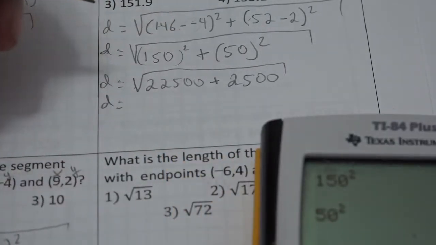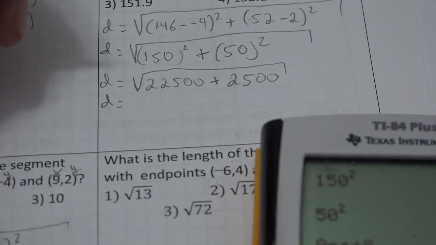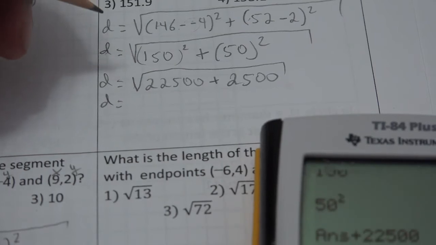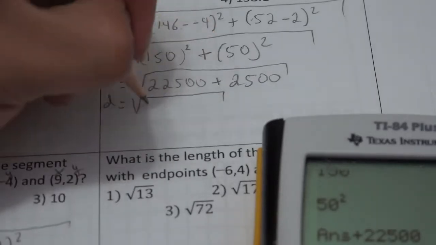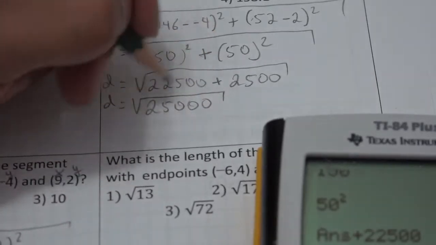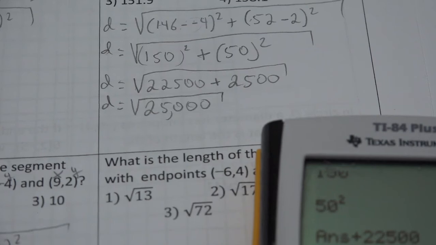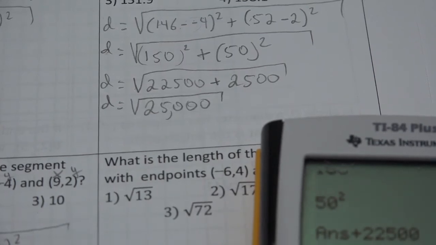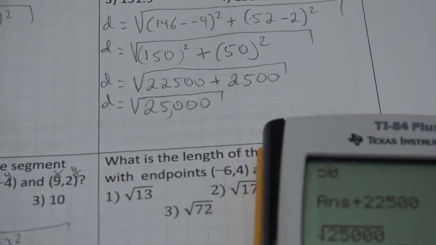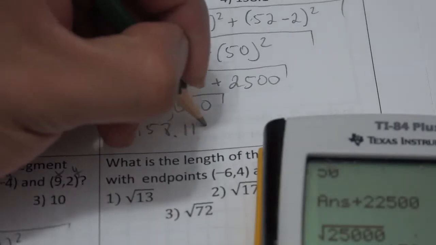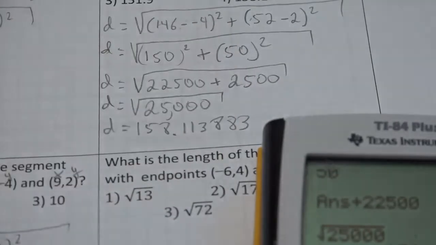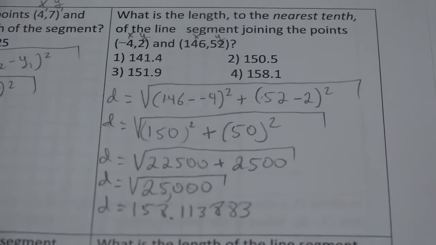All right. So what is 22,500 plus 2,500? That's 25,000. And now what is the square root of 25,000? The distance is 158.113883. Okay, so I'm supposed to round to the nearest tenth.